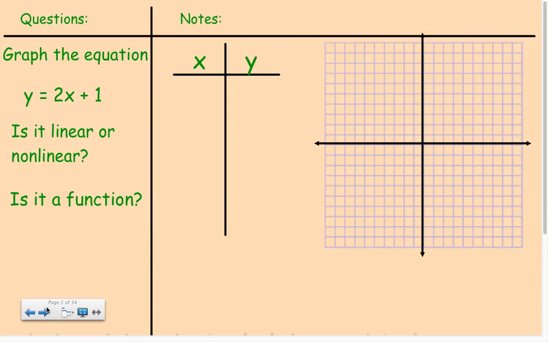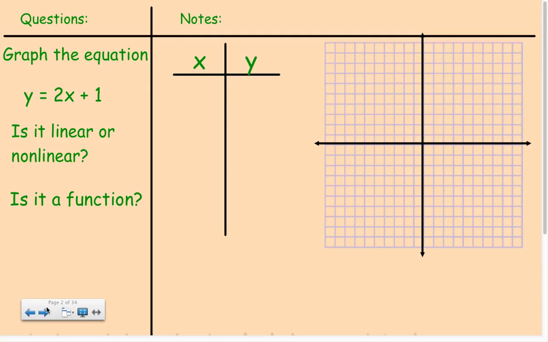We have a bunch of stuff on the left. So first our directions say to graph the equation, and then they give us an equation, y equals 2x plus 1. The two questions we have to answer on every problem today is it linear or nonlinear, and is it a function? Now if you remember, to determine if something is a function, we have to do the vertical line test. So that will help us figure that out, which we'll work on later. Let's start with graphing the equation.